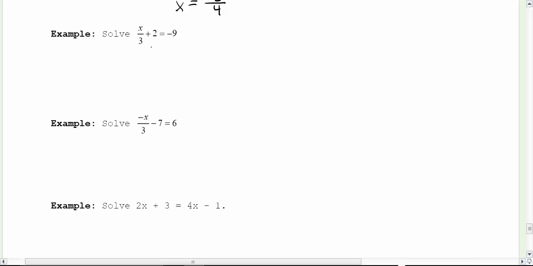Again, first step for this one here is to move the 2. Combining the 2 and the 9.